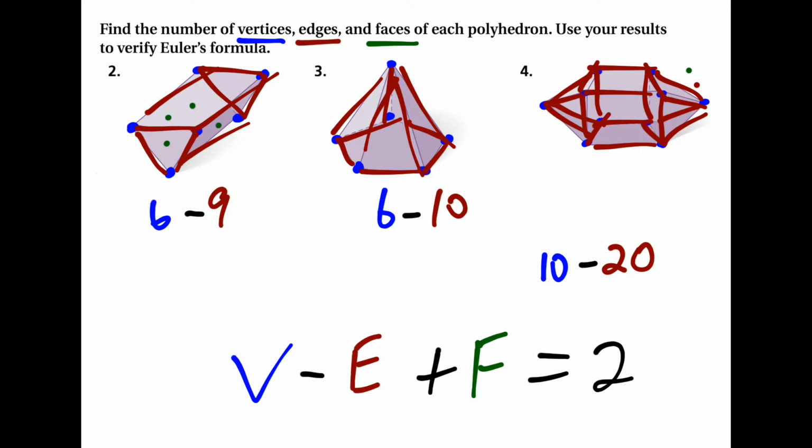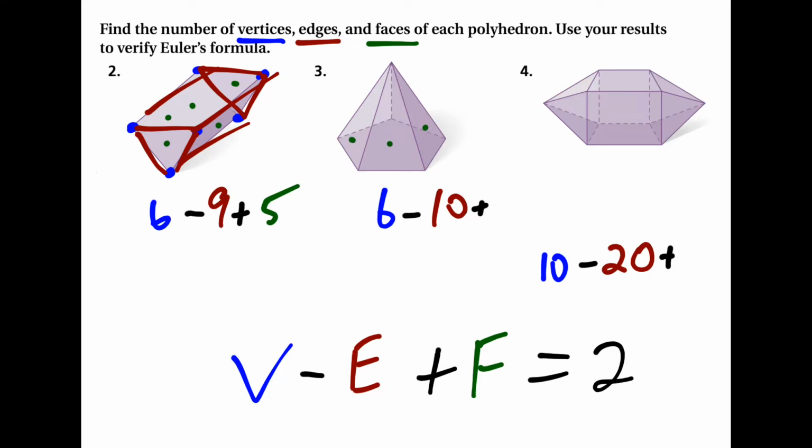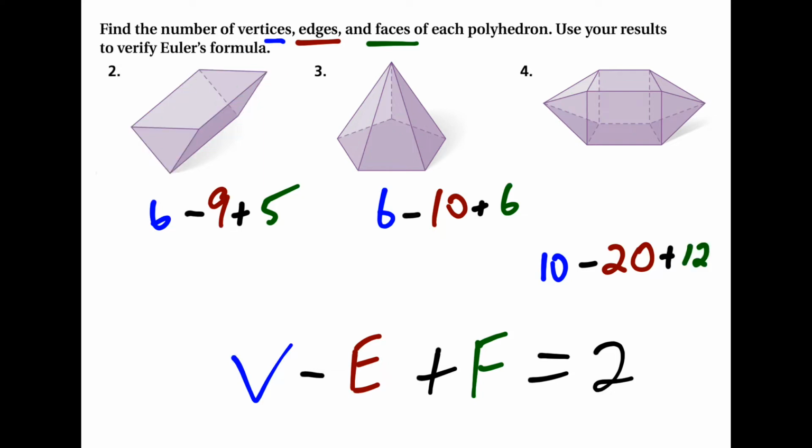1, 2, 3, 4, 5. 1, 2, 3, 4, 5, 6. 1, 2, 3, 4, 5, 6, 7, 8, 9, 10. When we're counting faces, that's probably the hardest one. Just think there's 1 on either side, and then there's 1, 2, 3. Here there's a base, and then there's 1, 2, 3, 4, 5. Here there's 1, 2, 3, 4, 1, 2, 3, 4, and 1, 2, 3, 4. So in each of these cases, we get 2, which is what we want.